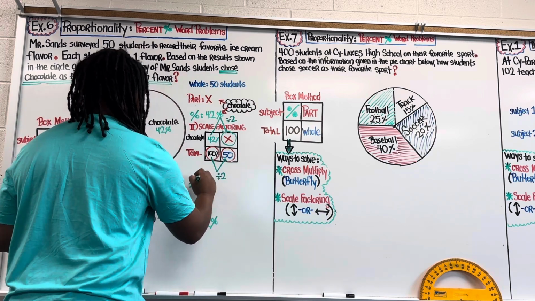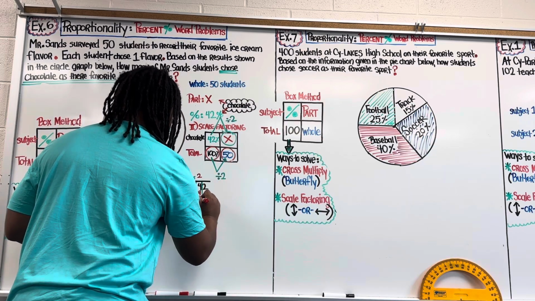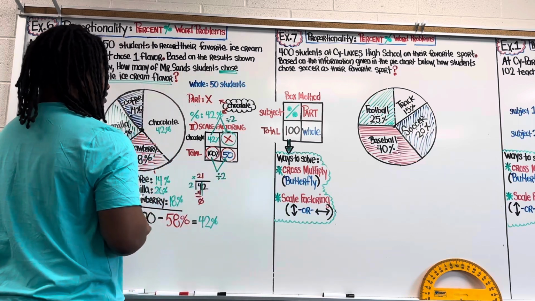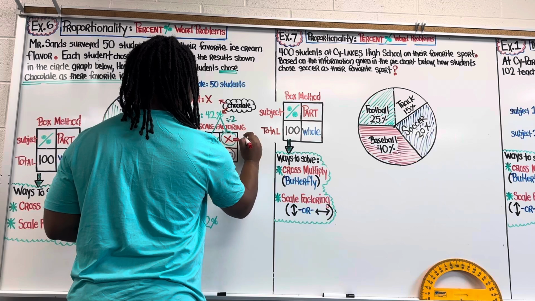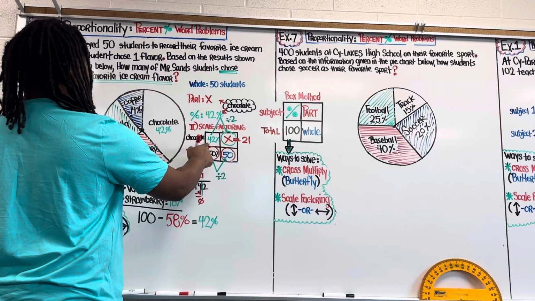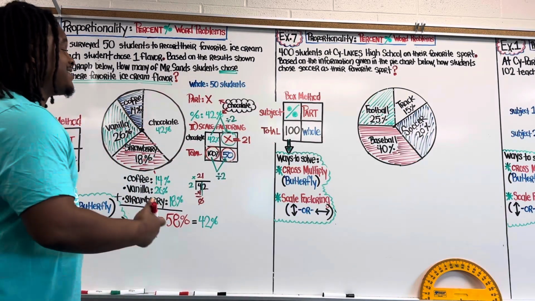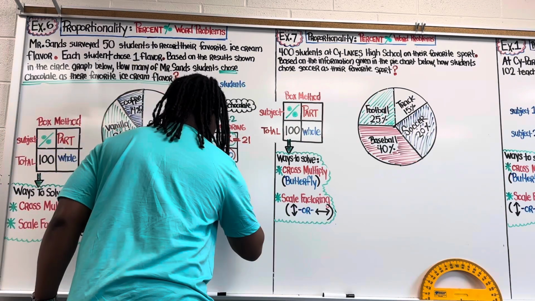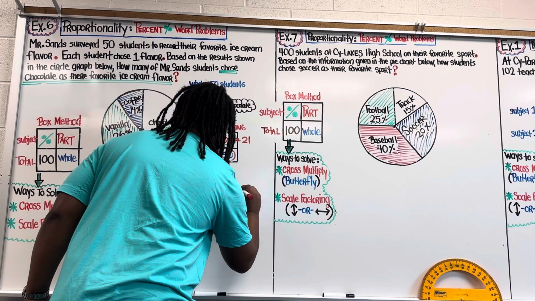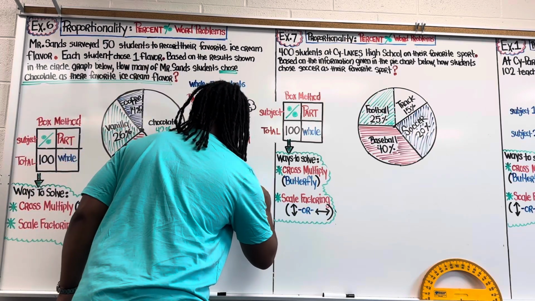2 can go inside of 4 twice. 2 times 2 is 4. Subtract, I have a remainder of 0. 2 can go into itself 1 time, right? So the value of x is 21 because 42 divided by 2, or 42 times 1/2, is 21, okay? So if x equals 21, it's safe to say that 21 students chose chocolate as their favorite ice cream flavor, okay? So x equals the 21 students that chose chocolate.